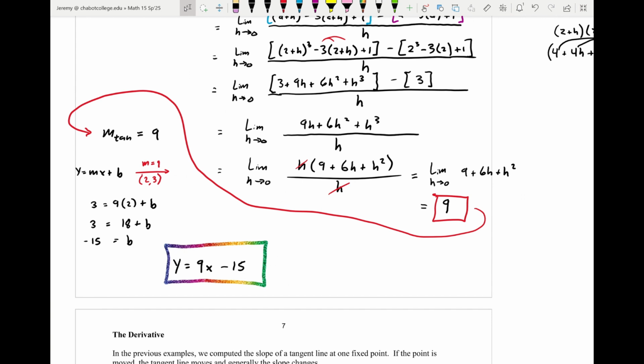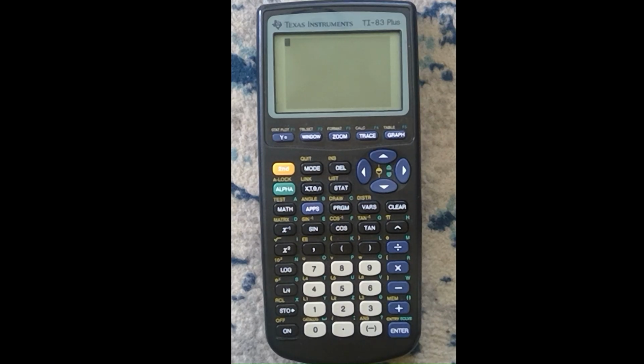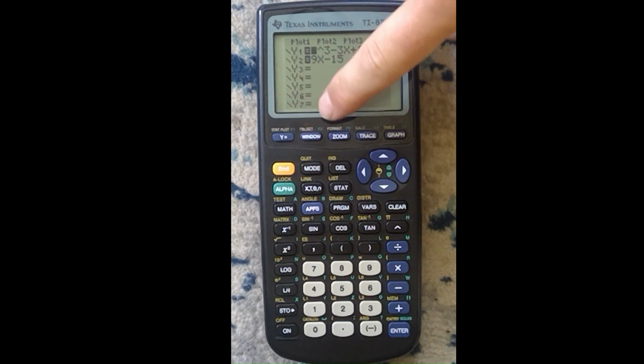Okay, so we can totally check our work using a graphing calculator. So I think I'm going to go show you how we would do that real quick. So let's have a look at our calculator and how we might check this work. So here we are looking at our graphing calculator. If you hit the y equals button, this is where you can type in your functions. And here I have our original function, x cubed minus 3x plus 1. And then our answer that we got for the equation of the line tangent to this function at the point 2, 3. Okay, so I typed that in.